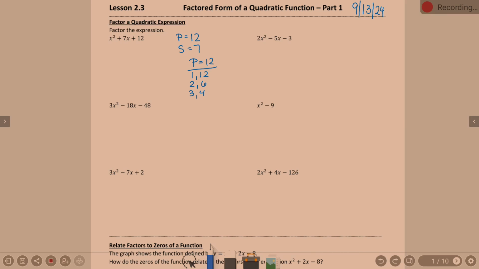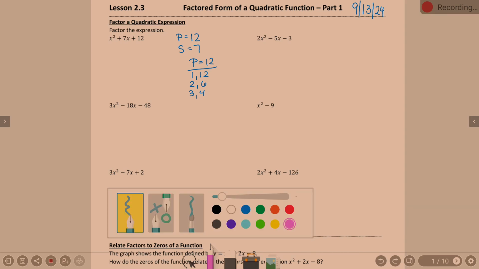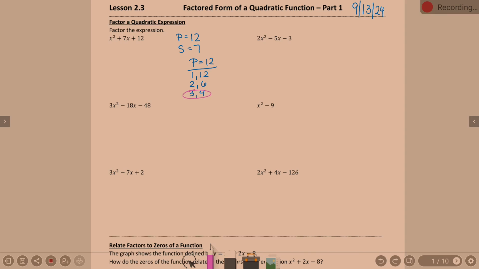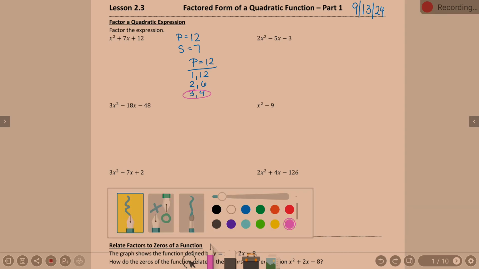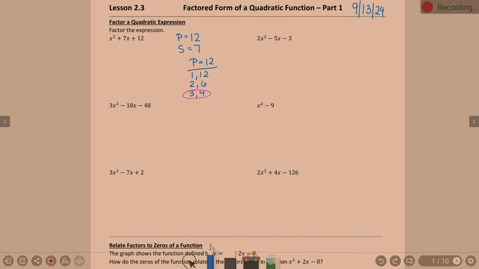When I get to 4, what do you notice? We already have 4 here. So my answer has got to be in one of these pairs. Which pair that multiplies to be 12 also adds to be 7? We're using 3 and 4, yes? Now, this is what I was trying to ask earlier: what's the format? My answer is not just 3 and 4.